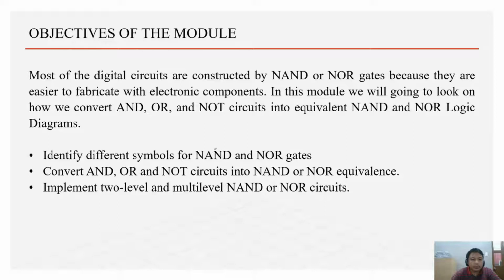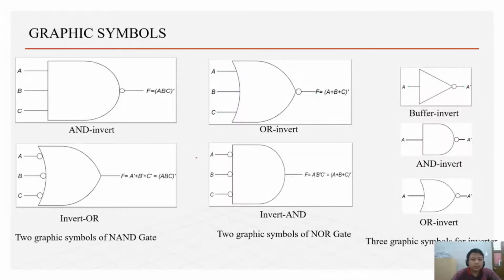So the objective of the module is, first, to identify the different symbols used for NAND and NOR gates, convert AND, OR, and NOT circuits into NAND and NOR equivalents, and implement two-level and multi-level NAND and NOR circuits. These are the different graphic symbols of NAND and NOR gates. As you can see, the standard NAND symbol that we can see in the book is the first symbol. We call it an invert circuit.